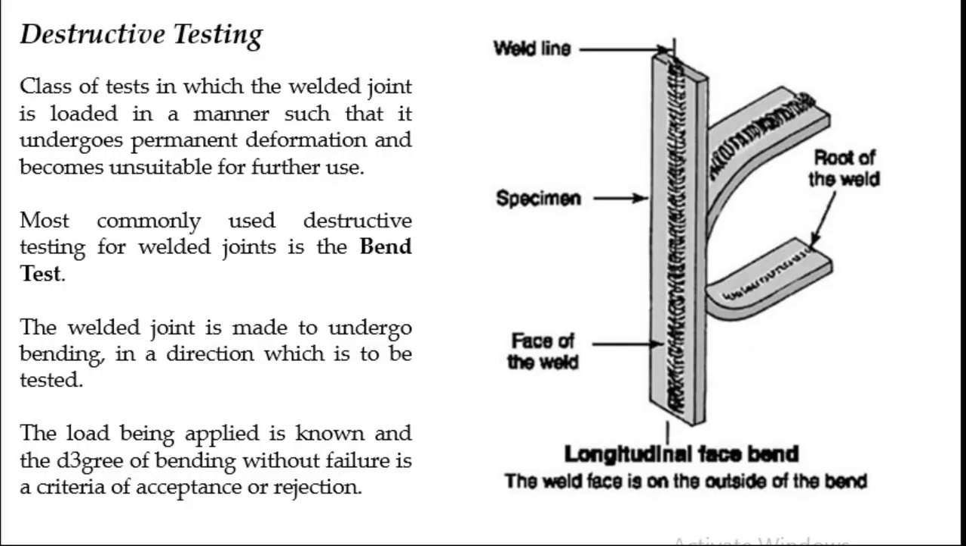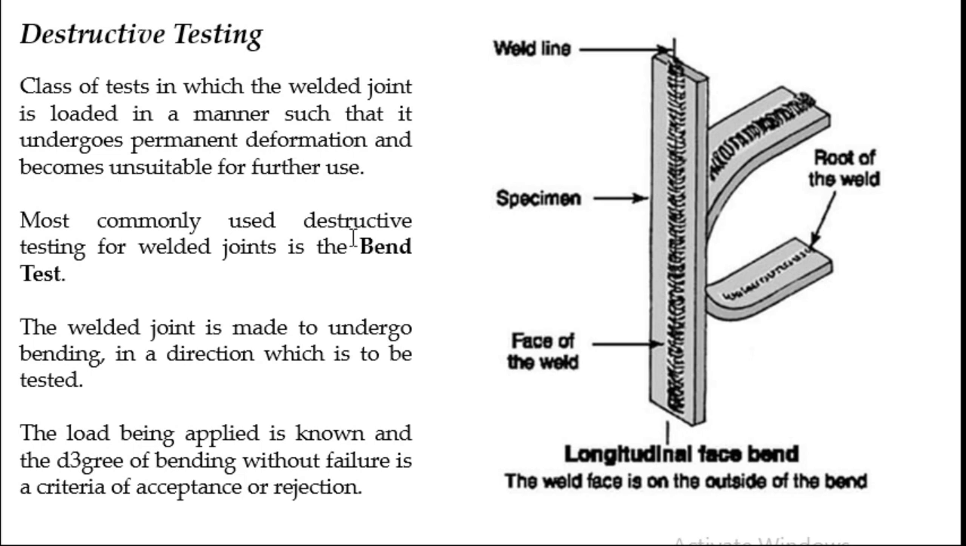Next up we have destructive testing. Destructive tests are a class of tests in which the welded joint is loaded in a manner such that it undergoes permanent deformation. Destructive testing is done to find out the mechanical properties, whether the welding is performing well under the loading conditions or not. But the limitation of destructive testing is that once you have tested a specimen, it cannot be used further.